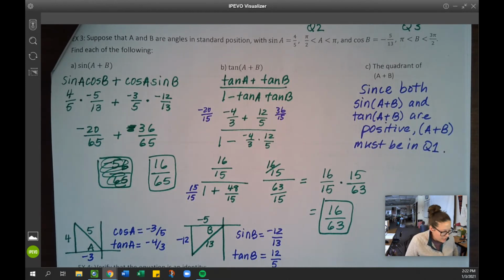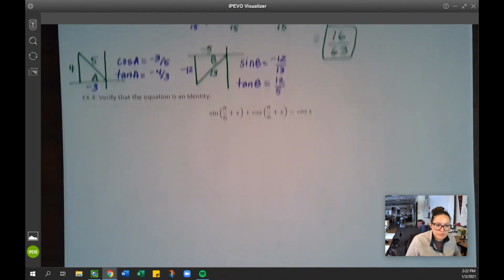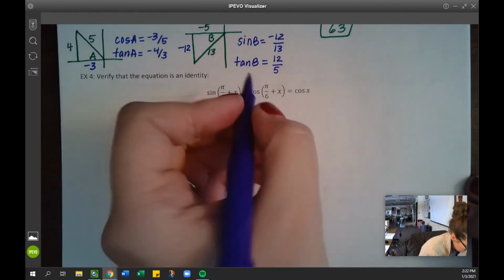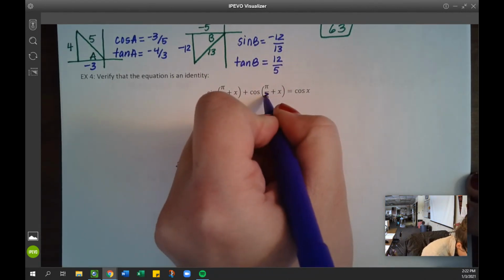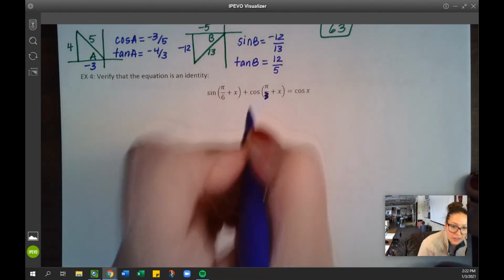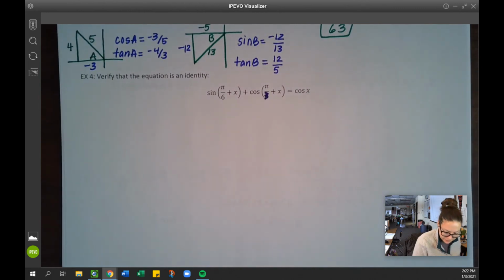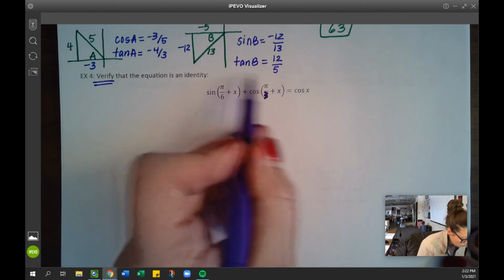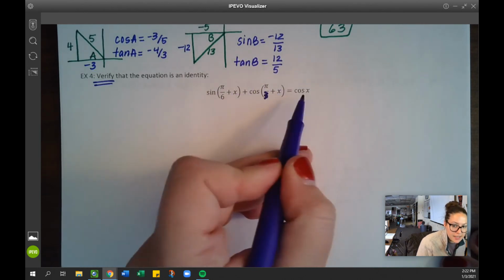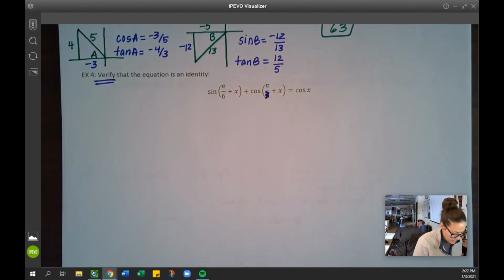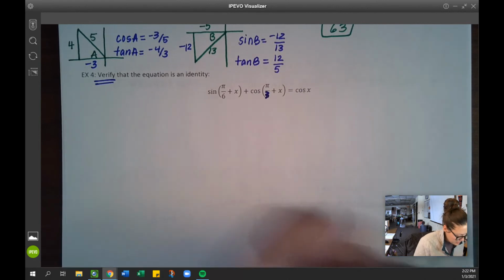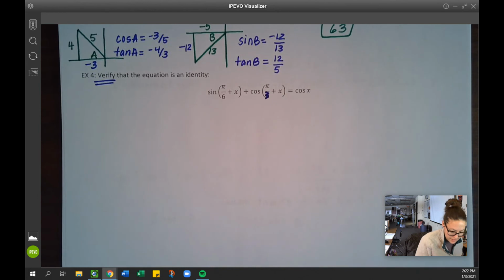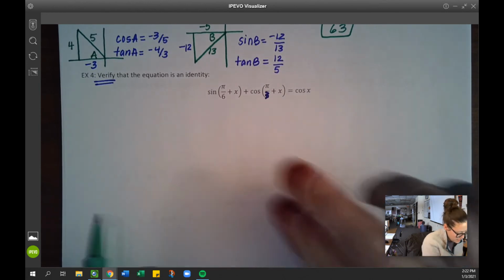All right, one last example here. Verify that the equation is an identity. And there's one typo here. This should say pi over 3 plus x. So verify. That means I'm going to change only the one side to get it to match the right side. So this is a sum here. We have a sine sum and a cosine sum. So let's write this out.